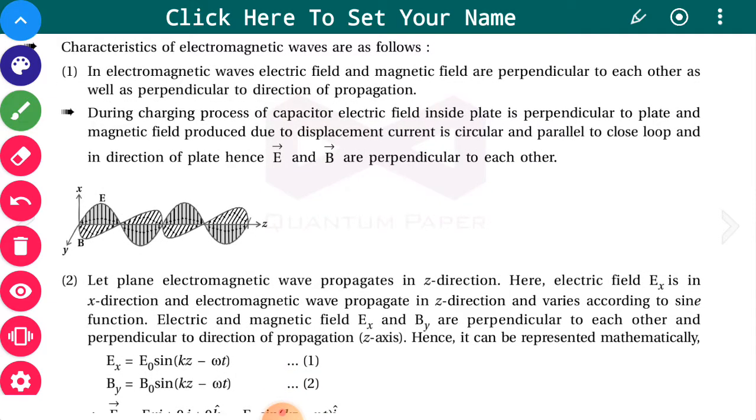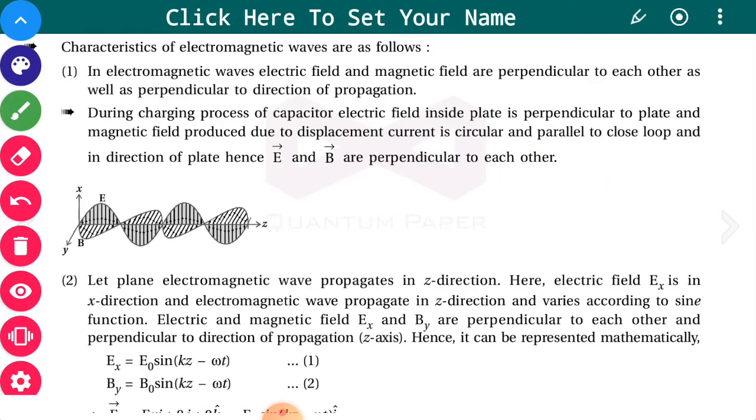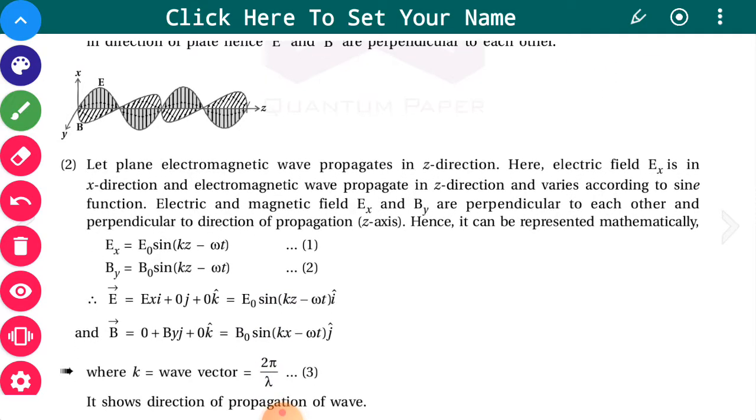If you consider the charging of a capacitor just for the sake of understanding, the electric field is in this direction, then the magnetic field is perpendicular, that is, parallel to the plate. So both the electric field and magnetic field are perpendicular to each other. Okay, second property: let a plane electromagnetic wave propagate in the z direction. I have tried to explain that the waves are propagating in the z direction.